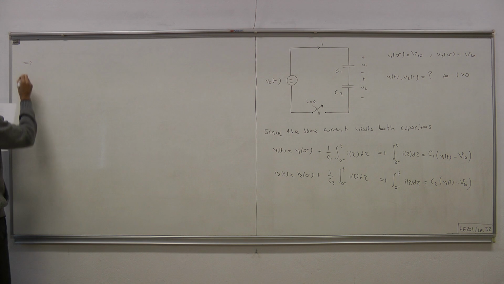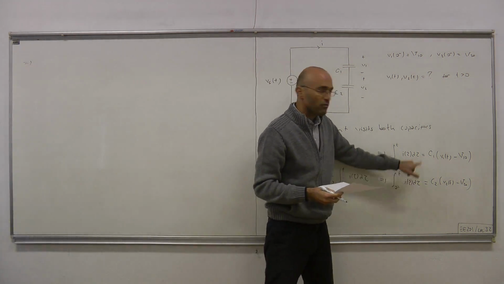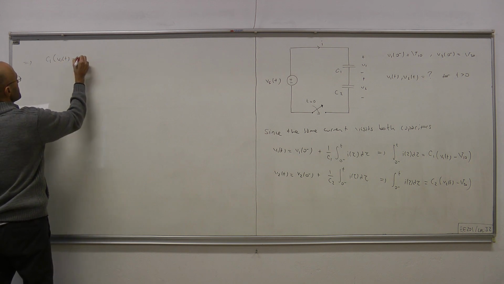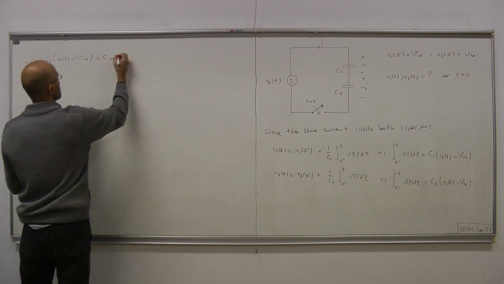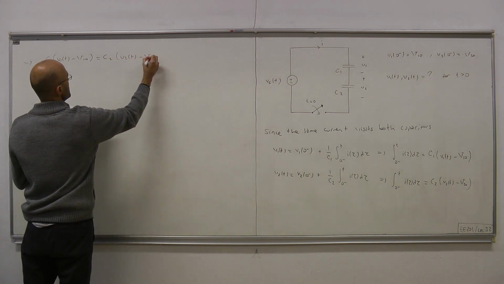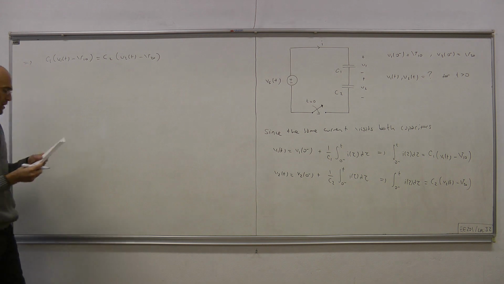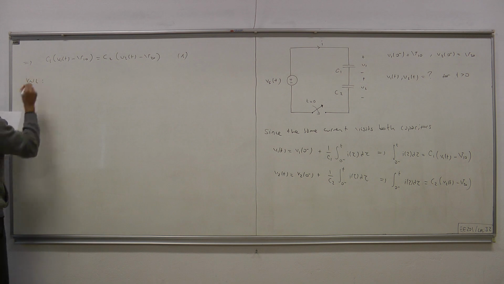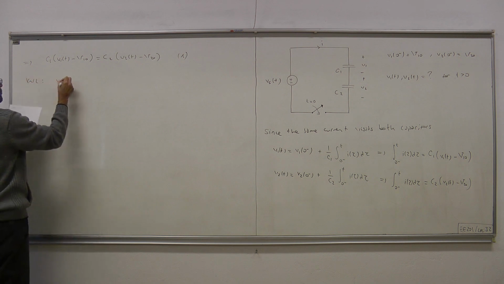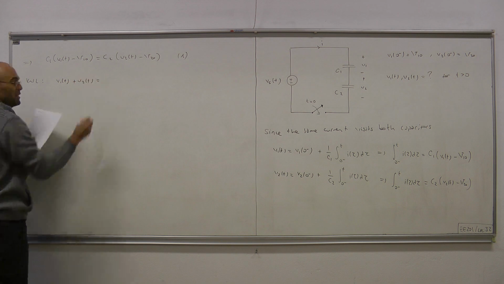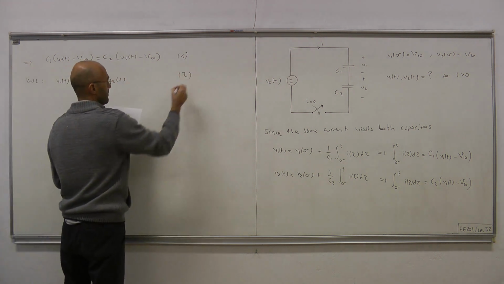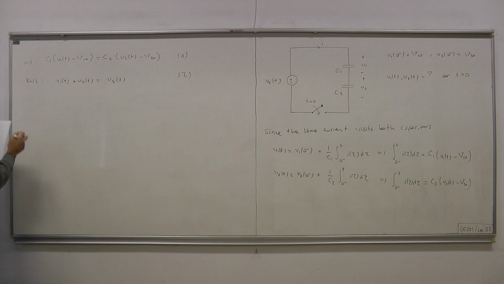So let's get rid of the integrals and we can write the following equality: C1 times V1 of t minus V1 of 0 must equal C2 times V2 of t minus V2 of 0. So that's equation 1, or constraint 1. And KVL says that V1 of t plus V2 of t must equal, for t positive, Vs of t. That's constraint 2.